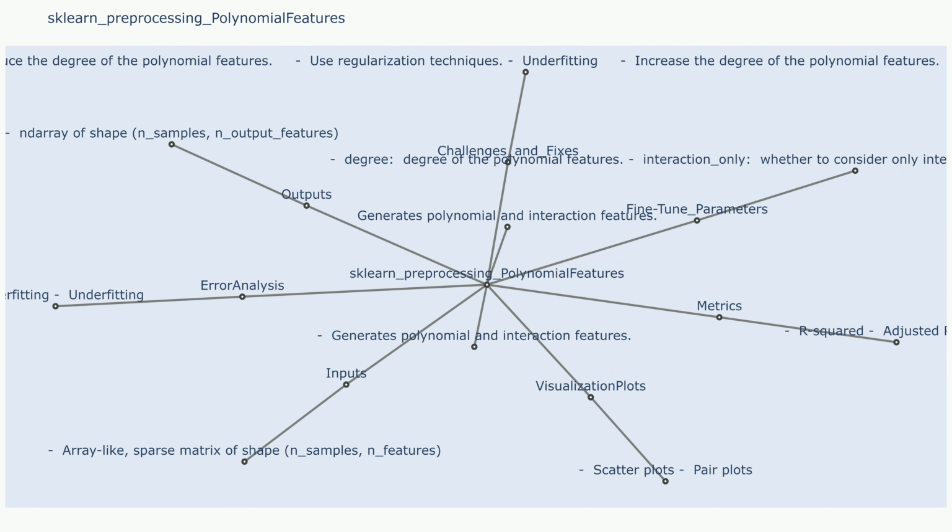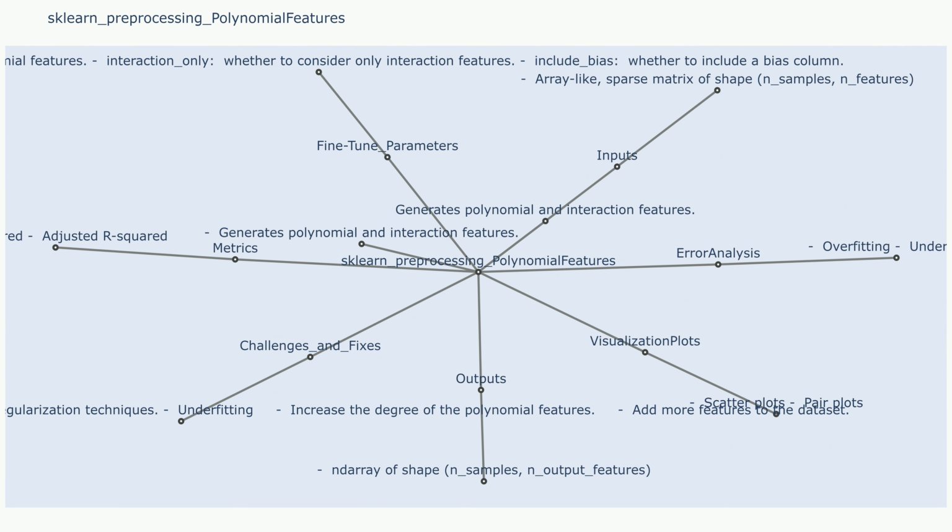Fixes to challenge 1. Regularization. Techniques like L1 and L2 regularization can help prevent overfitting by penalizing complex models. Cross-validation. Use cross-validation to evaluate the model's performance on unseen data and choose the degree that balances performance and generalization ability.